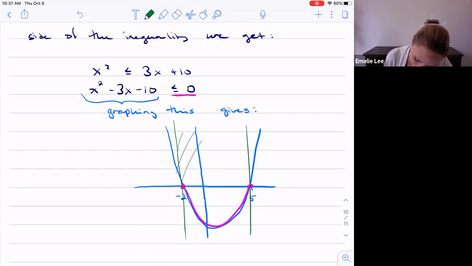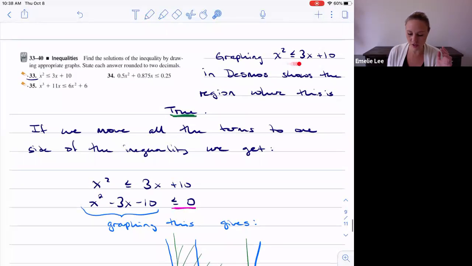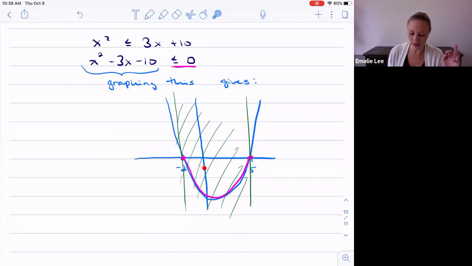So just be careful of what you're giving it. When we gave it the inequality, what's nice is it just tells you, hey, this is where it's true. But in order to actually see what the graph looks like, you need to move everything over to one side and have 0 on the other side. Because then you can just graph this. Nice.